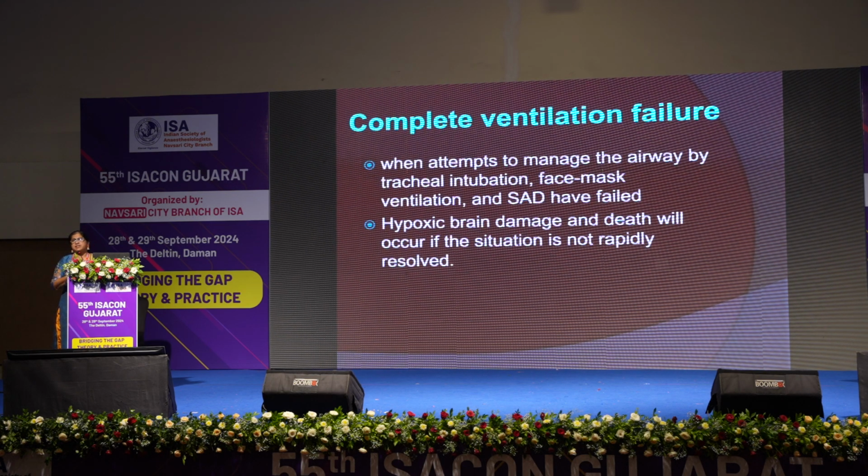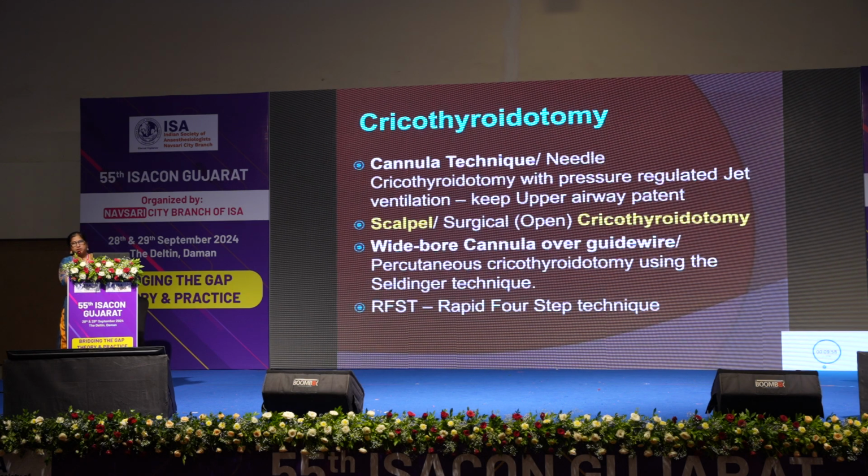So whenever there is a complete ventilation failure, we know that cricothyroidotomy is the only thing which can save us and oxygenate the patient to prevent the hypoxic damage. See, there are many techniques. There is a needle cricothyroidotomy, there is a scalpel cricothyroidotomy, then there is a wide bore cannula cricothyroidotomy. We do workshops and also you have to practice for it. I will be giving you the video here, but generally if you get your hand on it, it will give you enough practice so that when the situation arises, you can actually do it.